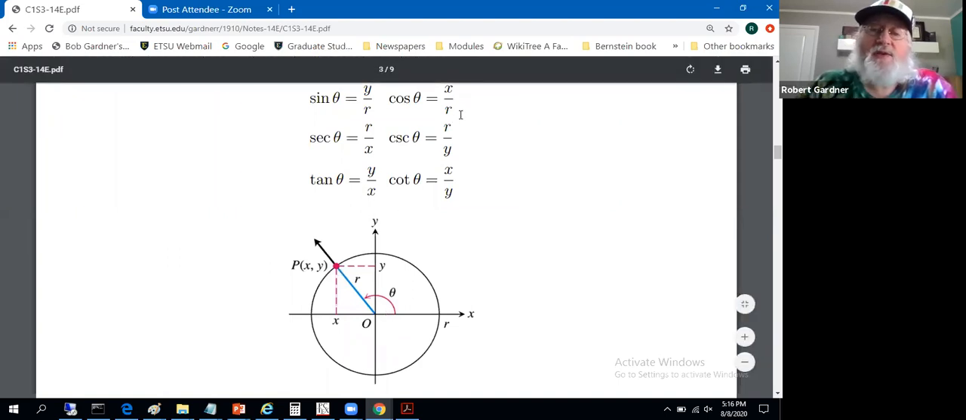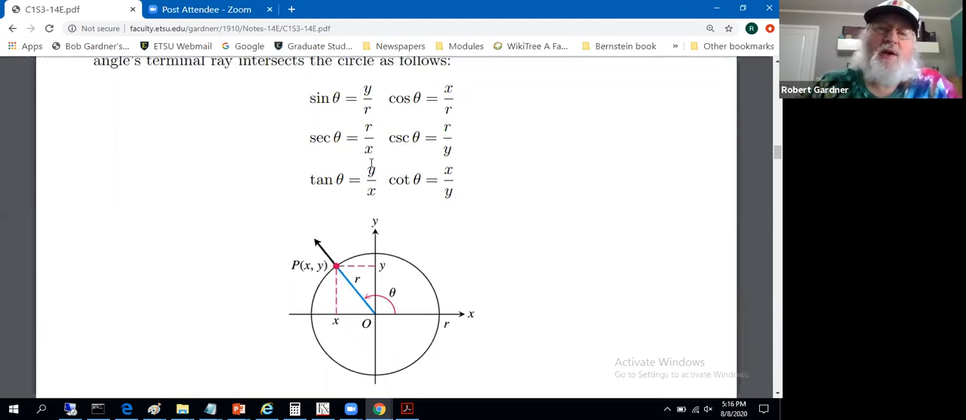Cosine of theta is x over r. X is the first coordinate of this point on the terminal side. R is the radius of the circle, and so forth. Secant is r over x. Cosecant is r over y. Tangent is y over x. Cotangent is x over y. You know what x, y, and r are from the coordinates of the point and the radius of the circle. These 6 definitions are consistent with the previous 6 definitions.